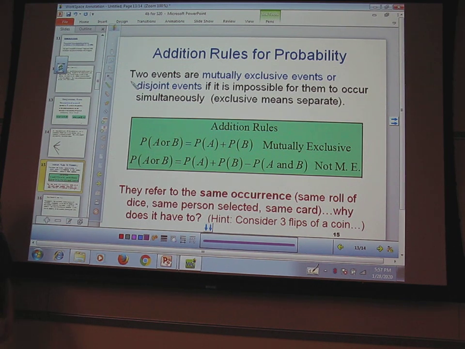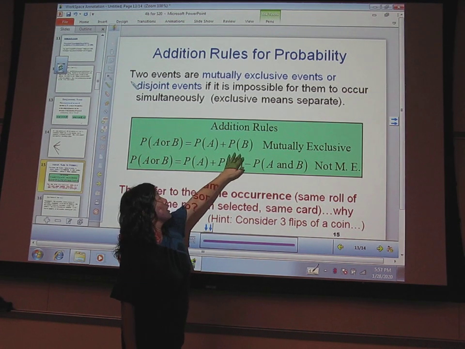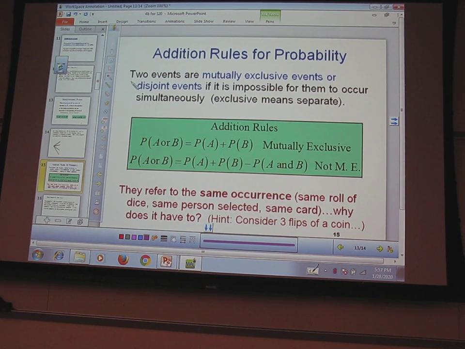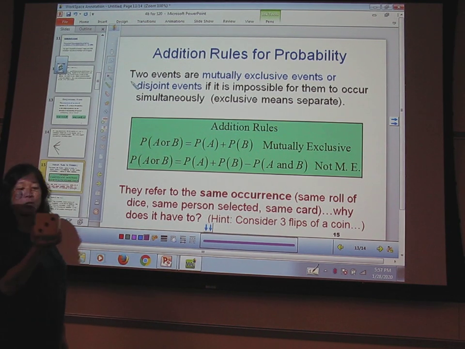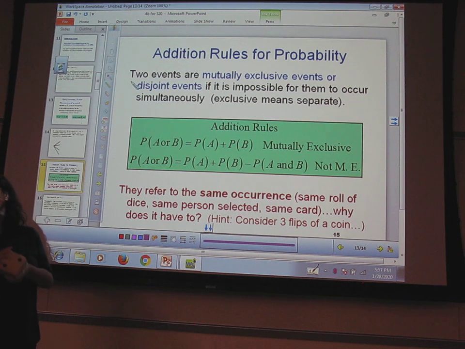Can you be a black lab and a yellow lab at the same time? No. So you can just add their probabilities. What's the probability you're a black lab or a yellow lab? Just add their probabilities. What's the probability I roll a 3 or a 4? Just add their probabilities. You can't roll a 3 and a 4. This dice, if I roll it, it can't be a 3 and a 4 at the same time. It's either going to be a 3 or a 4 when I roll it.